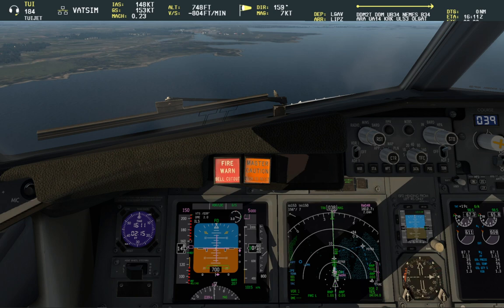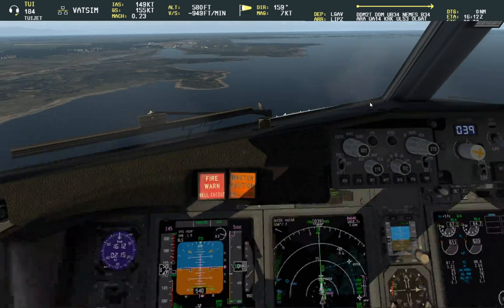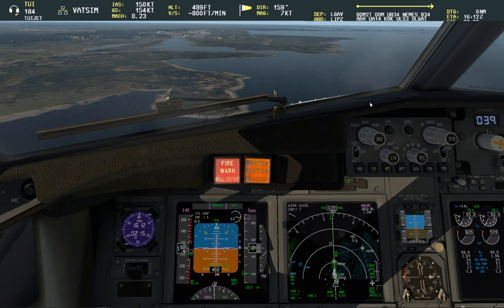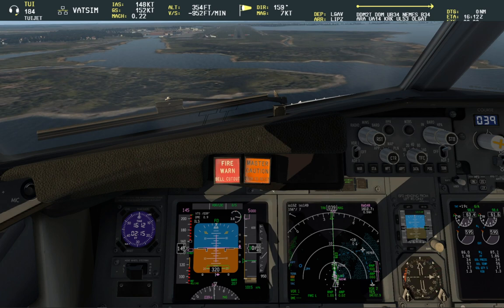Approaching 04 right. We fly 184 runway 04 right, clear to land. Wind 150 degrees 6 knots. Runway 04 right, clear to land. Jet 184. Contact the departure 118.09.